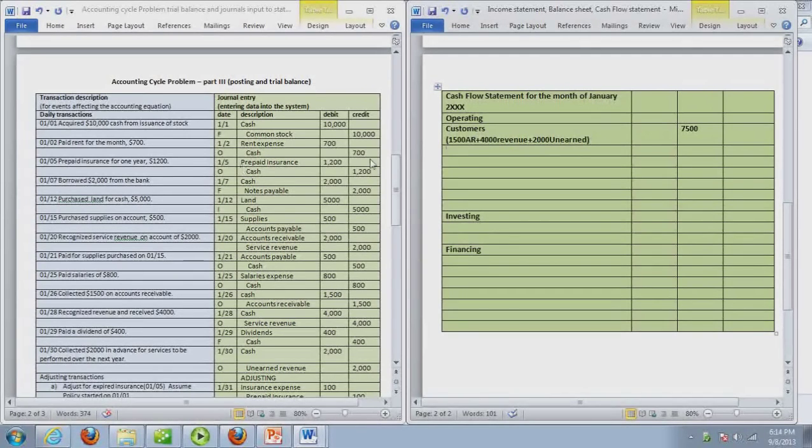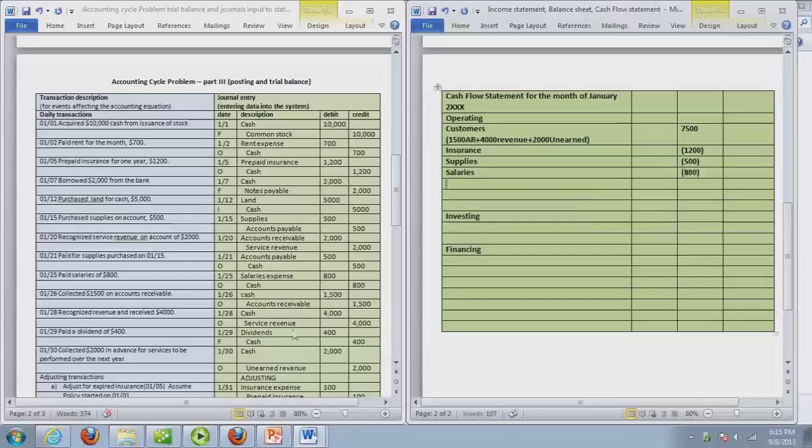We have cash for insurance, so you can just type insurance. And that's going to be an outflow, so I'm going to show it with a dash, negative, or in parentheses, your choice. And then we have cash paid for supplies. When we paid for accounts payable, that was paying for supplies. So that's minus 500. And we have some that don't involve cash. Salaries is $800. Not supplies, salaries. Okay, minus 800.